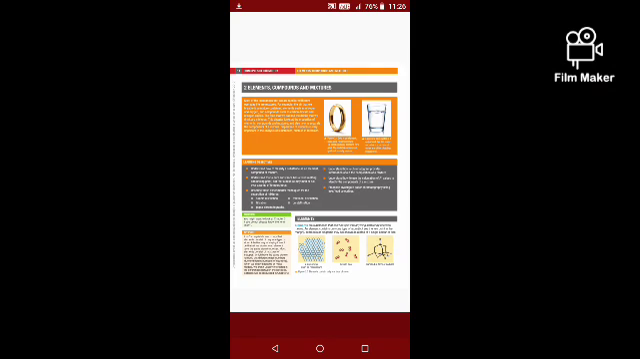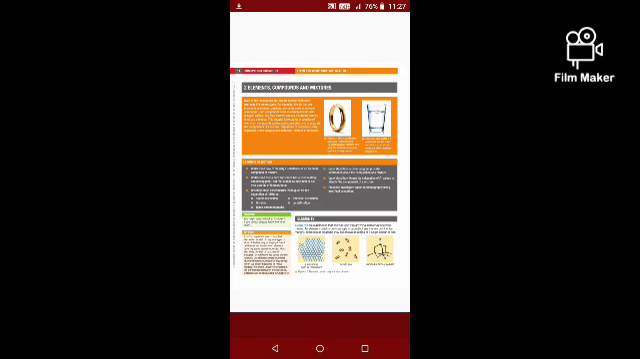Elements are substances that cannot be split into anything simpler by chemical means. That means it cannot be divided into anything else, or anything simpler than the original one. For example, magnesium, oxygen, carbon, nitrogen, those.